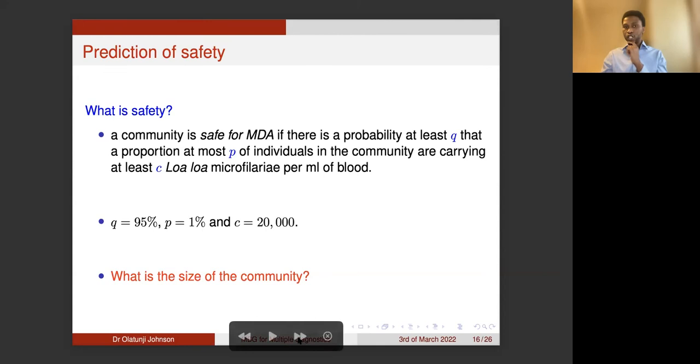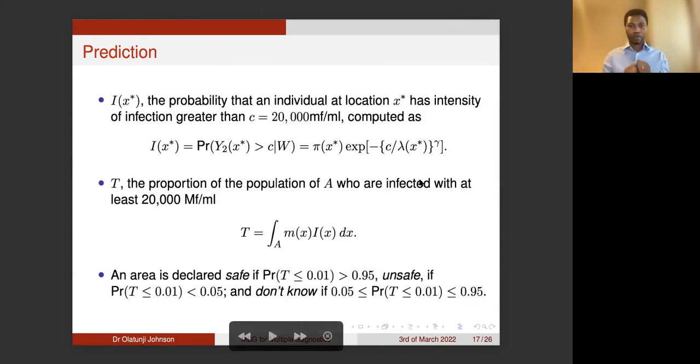Now that we know the definition of safety, let's look at the mathematics and how our model reflects this. Basically, we denote by I the probability for an individual at a particular location X. X here is a 2 kilometer grid. At a particular location X, the probability that the intensity of the infection, microfilariae in the blood, is greater than 20,000 is given by this equation, which is basically just the CDF of the distribution.